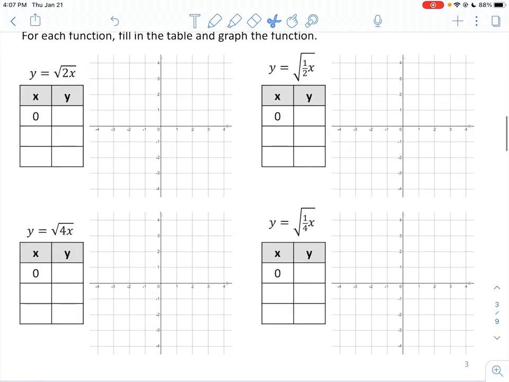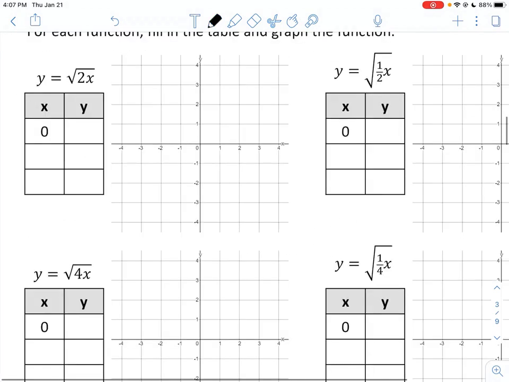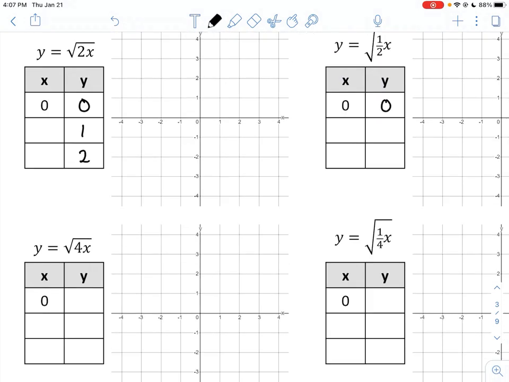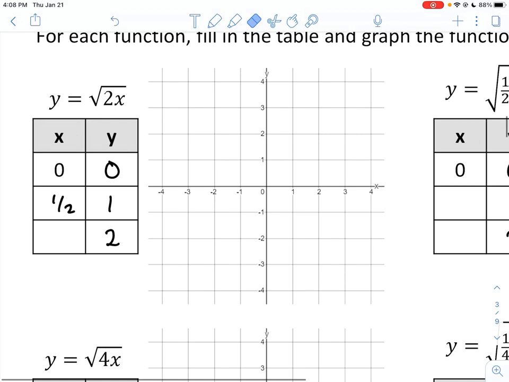All right, next case. What happens if we multiply the input before we do the radical? Now in these ones here, I'm going to aim for this same set of basic simple outputs and ask myself what inputs I need to get there. In order to get a 1 out of this function as an output, I need the radicand to be 1, which means I need x to be a half. The next y-coordinate, if I want a 2 out of this function, then I need this radicand to be 4, so I need x to be 2.